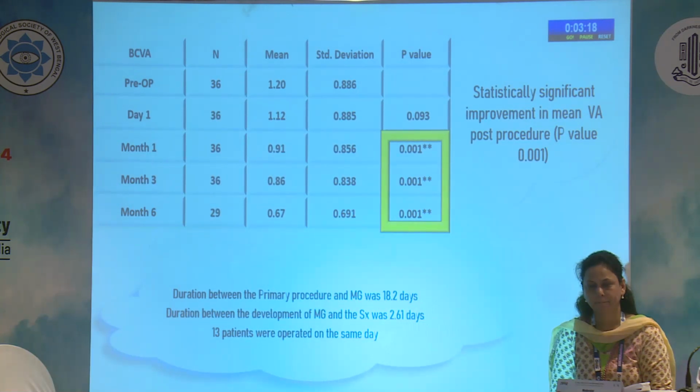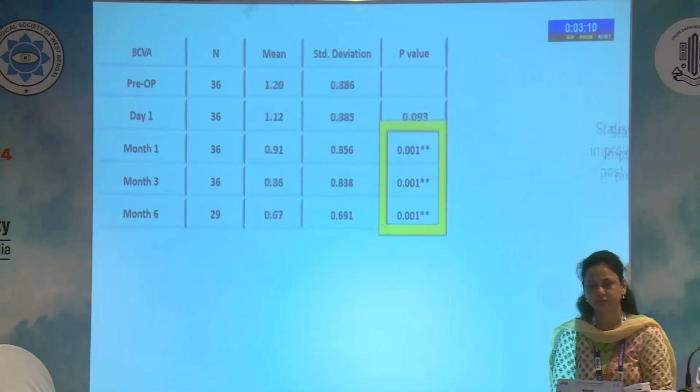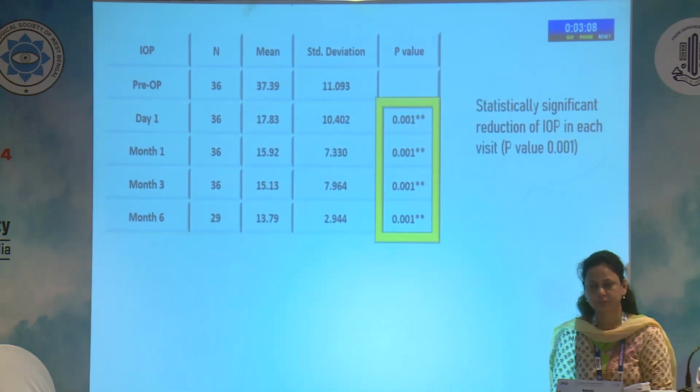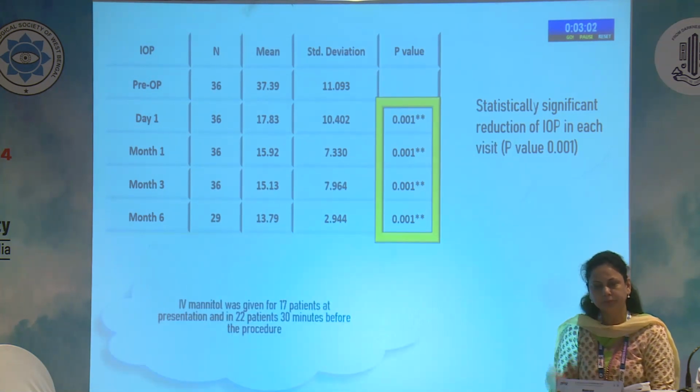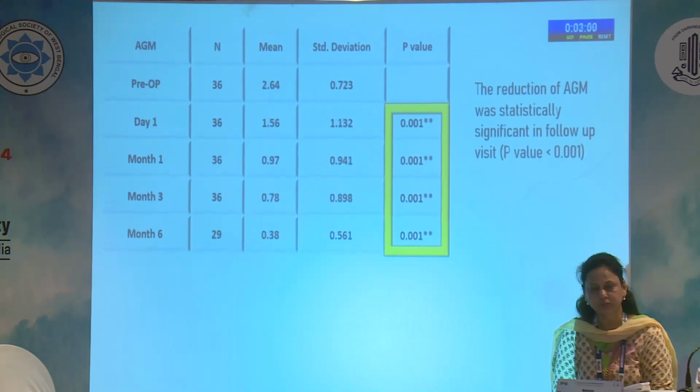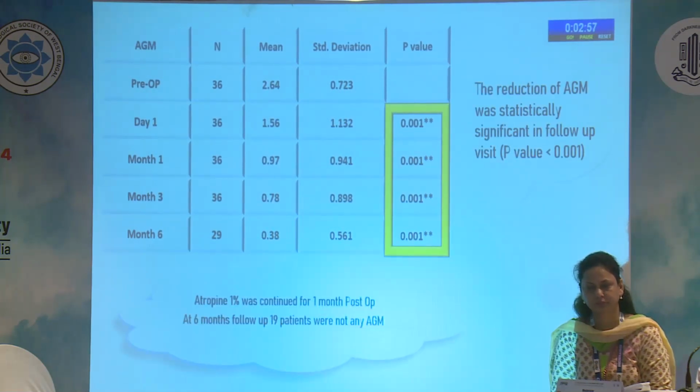The mean duration between the primary procedure and malignant glaucoma was 18.2 days, and the mean duration between development of malignant glaucoma and surgery was 2.61 days. 13 patients were operated on the same day. There was statistically significant reduction in IOP at each visit with a p-value of 0.001. IV mannitol was given in 17 patients at presentation and 22 patients 30 minutes before the procedure. There was a statistically significant reduction in anti-glaucoma medication with each follow-up visit, with a p-value of less than 0.001.